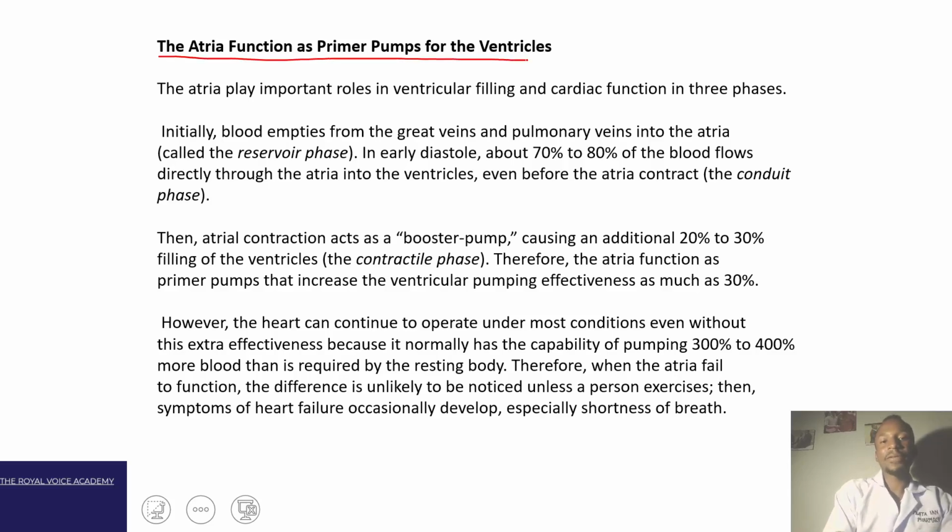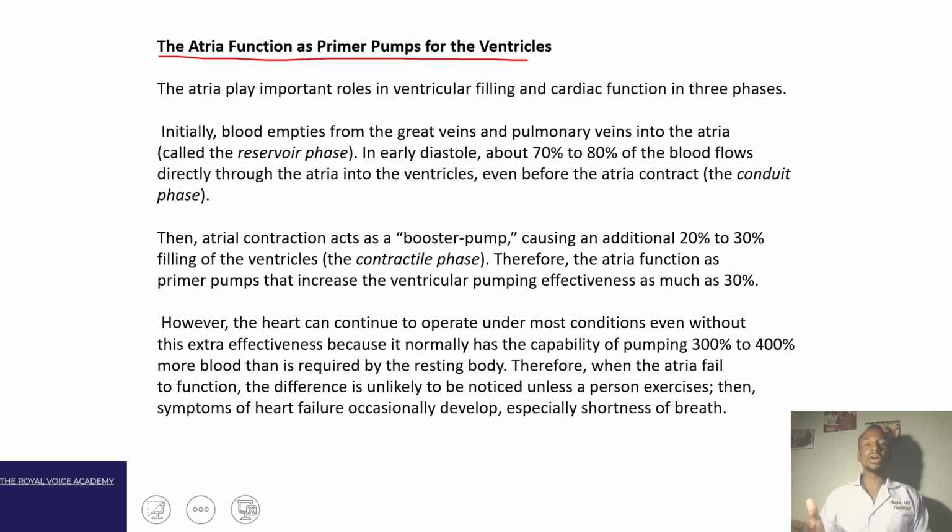The atria function as primer pumps for the ventricles. Now, this is something that we've really sung. We've said that the atria will always function as primer pumps for your ventricles. Your ventricles produce the main pumping force. Your atria simply increase the efficiency of the beating of the heart. And how they do that is they force the extra 30% of blood into the ventricles.